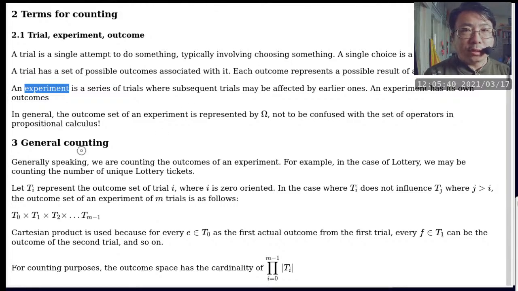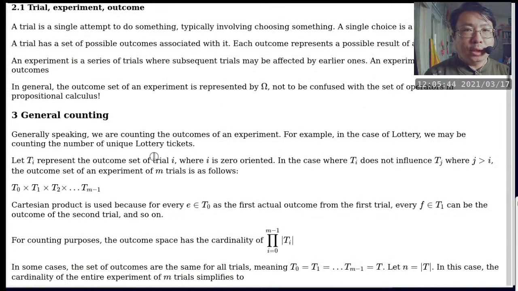So section 3 talks about general counting. General counting means we only want to count the number of possible outcomes of an experiment. Okay, that sounds pretty simple, right? I mean, it really is simple in certain cases, and it gets a little bit more complicated in other cases.